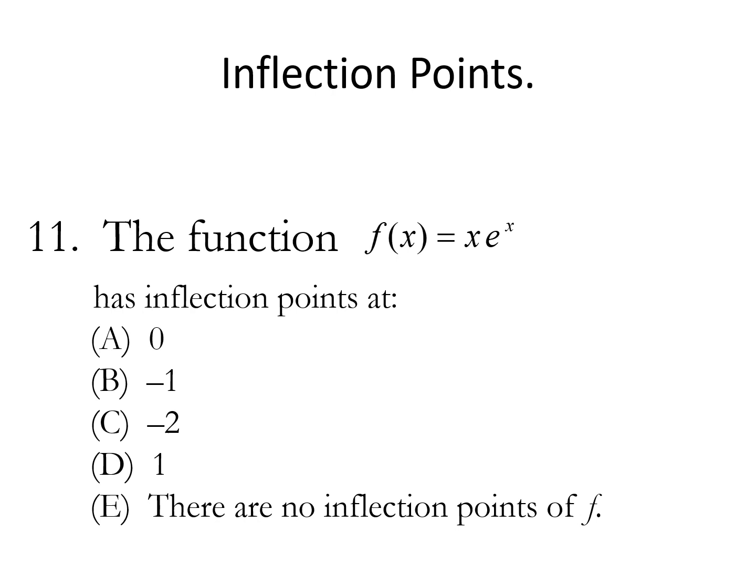A function x e to the power x has inflection points at 0, -1, -2, 1, and none. So you can find points of inflection by taking the second derivative. So the first derivative of this is going to be product rule. So it's going to be first times the derivative of second. Derivative of e to the power x is simply e to the power x. Derivative of x is 1. So it's going to be 1 times e to the power x. And then the second derivative of that is going to be a repeat of that, I believe.